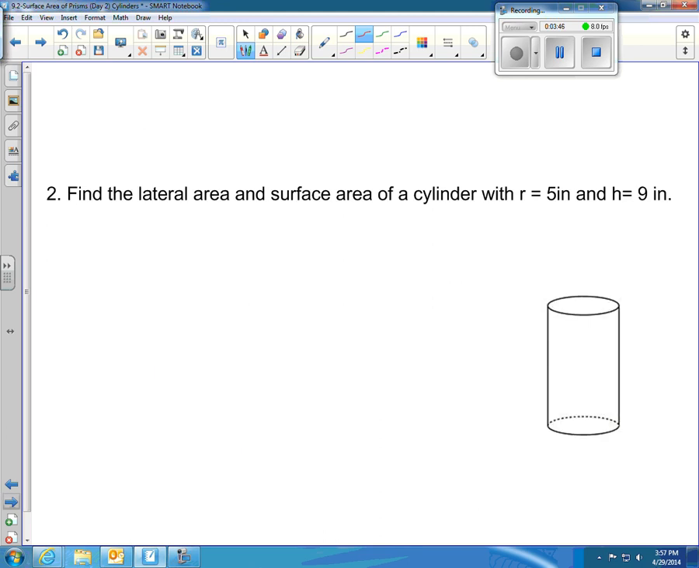Find the lateral area and the surface area of a cylinder with a radius of 5 and a height of 9. So here they give us our radius instead of just our diameter. So our lateral area, 2 times pi times our radius times our height. Okay, go ahead and do that, and we're going to round to 1 decimal place again. 282.7 inches squared.